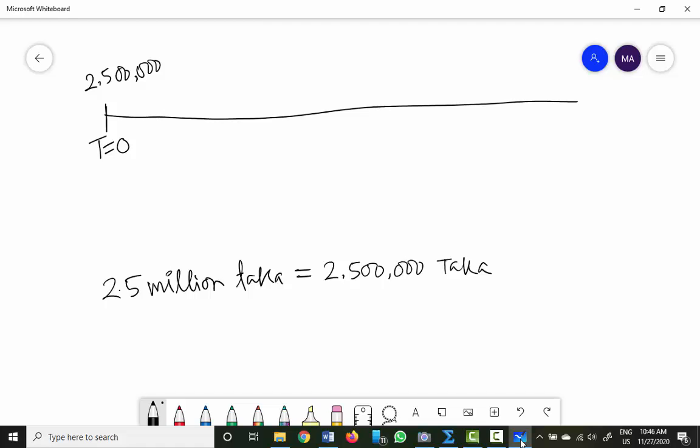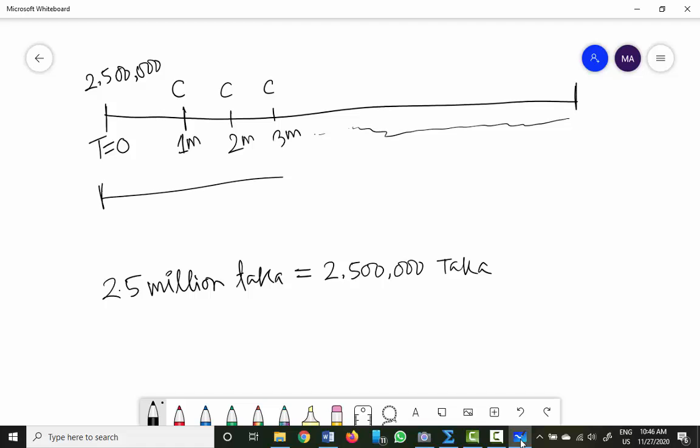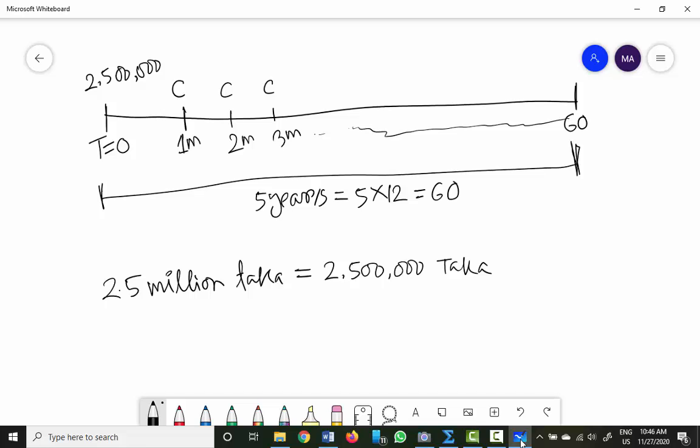After 1 month this is your monthly installment amount. After 2 months again this is your monthly installment amount. After 3 months again this is your monthly installment amount, and like that way up to 5 years. So that means up to 5 years you will pay your monthly installment. 5 years means we know that in every year we have 12 months. So that means total 60 installments.